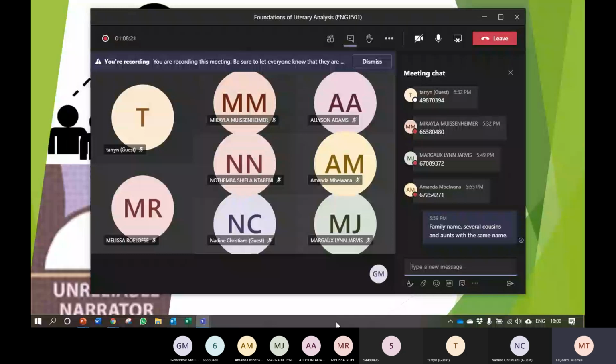What does it represent in your communities? And because I have a family name, of course, I have several cousins and aunts with the same name.